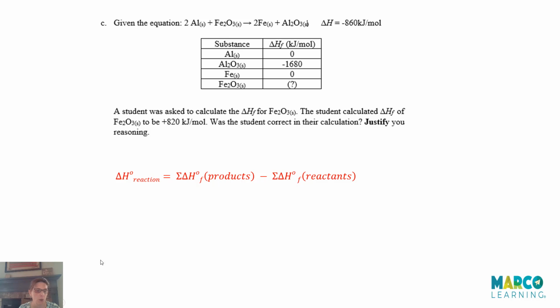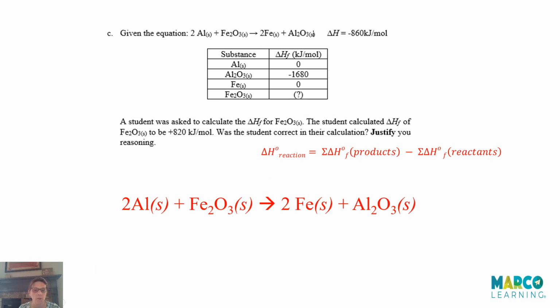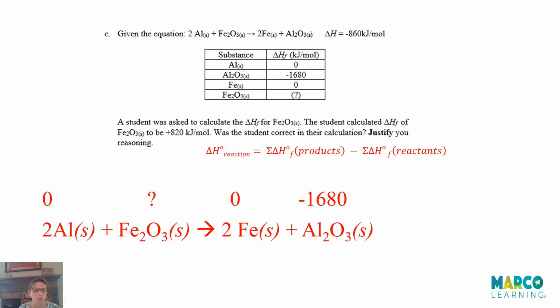And so we need to look at the reaction itself. And I would recommend doing this. Take your reaction and go ahead and write in the heats of formation that you are given in that table above it, because you're using so many numbers, you don't want to copy down something incorrectly. So I'm putting a 0 above the aluminum and the iron. I'm looking for the heat of formation for iron 3 oxide, and I'm given negative 1680 as my heat of formation for aluminum oxide. So there we go. Those are the assigned values.